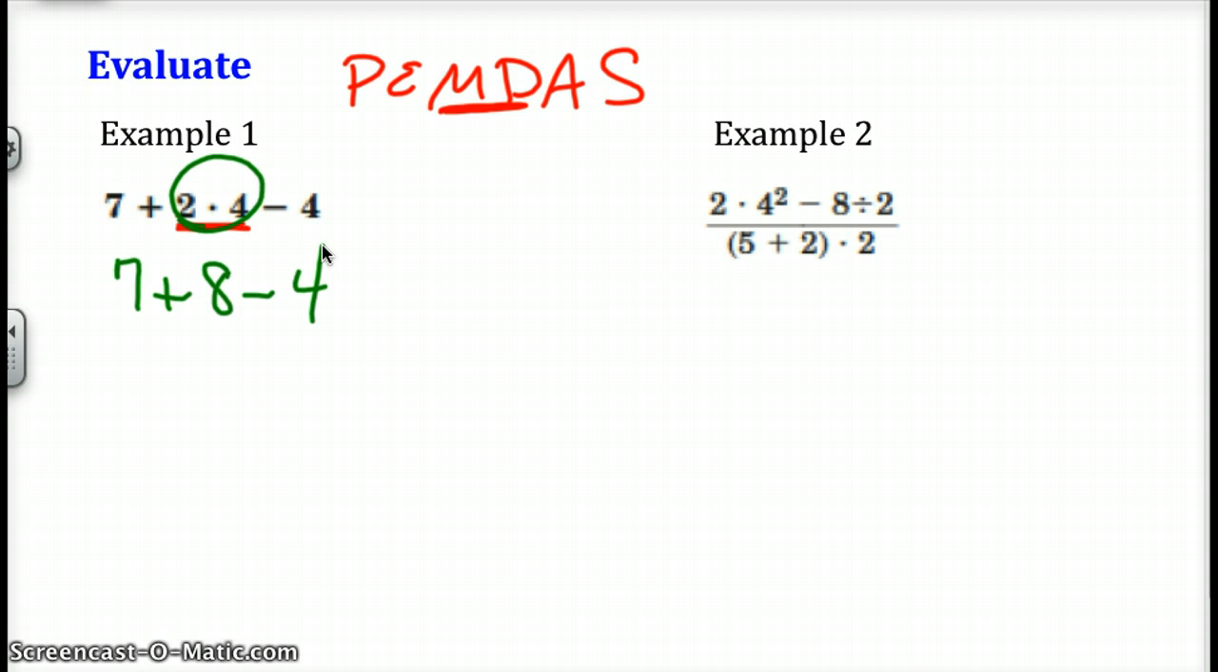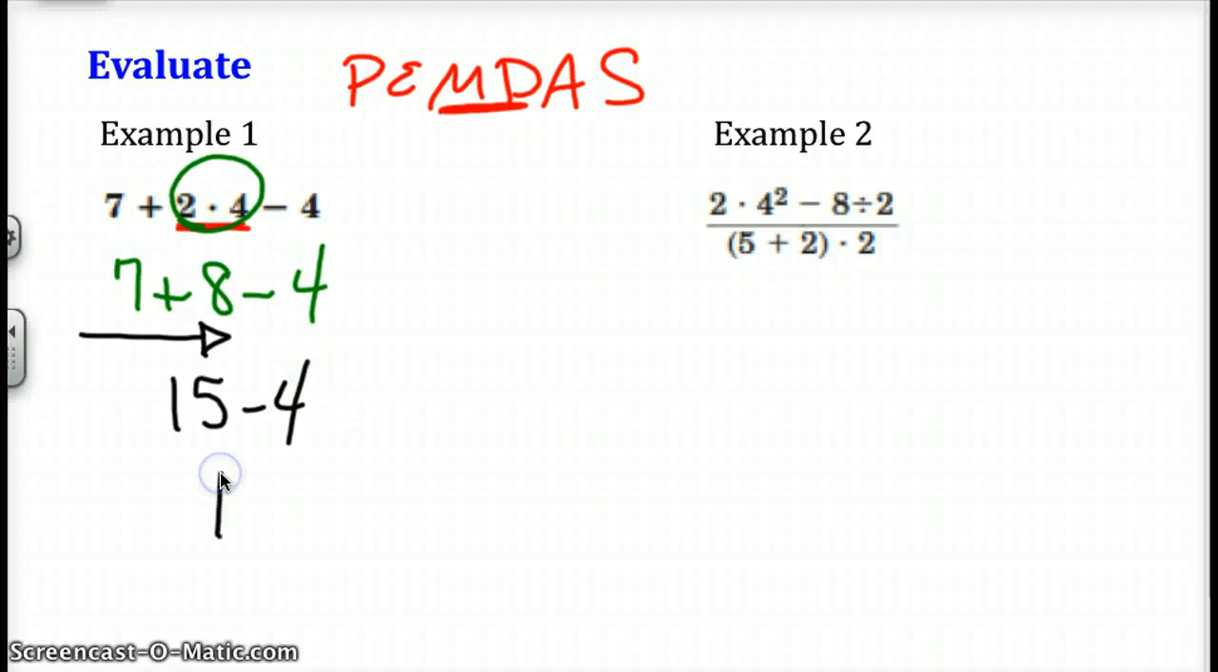Okay, so I've got my multiplying and dividing done. Now I'm on to adding and subtracting. This is exactly what I was talking about. Now I'm going from left to right. Yes, adding happens to be the first thing, but that is just coincidence. I'm going left to right. 15 minus 4. 15 minus 4 is 11. Make sure you box in your answers.